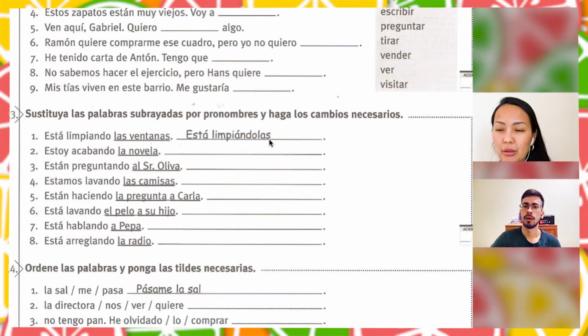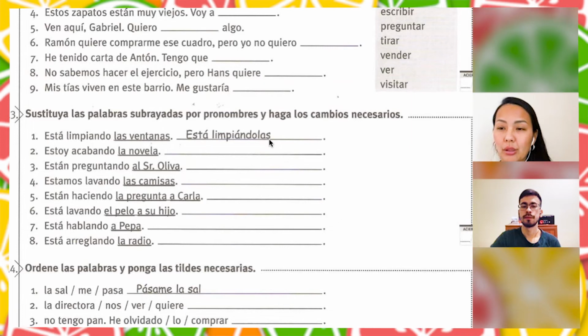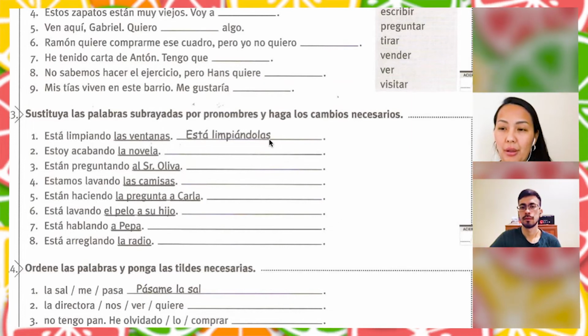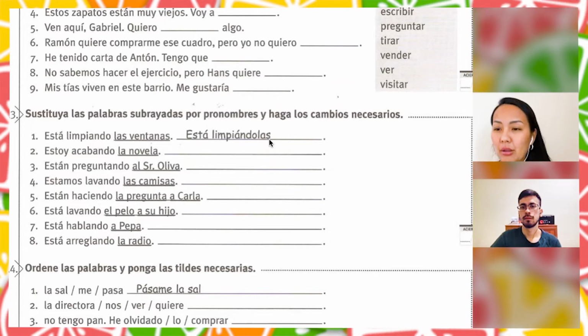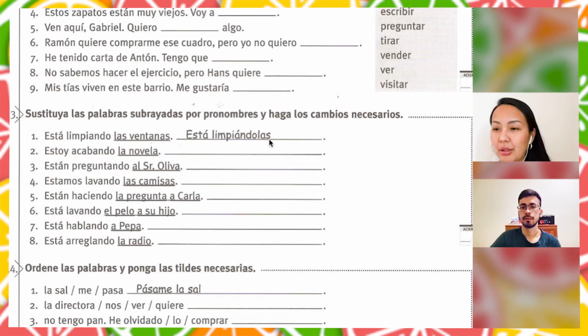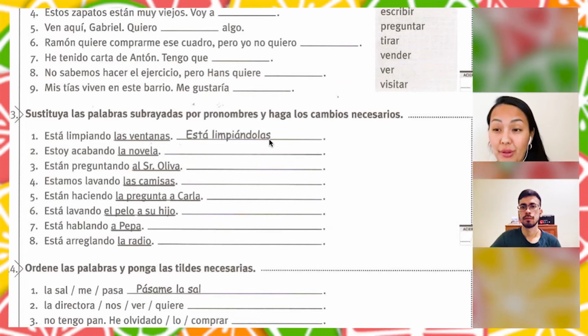Acabando. Can you remind? Finishing. Estoy acabando la novela. I'm finishing the novel. Estoy acabándola. Yes. Okay. I think this exercise, to be honest, is very easy.